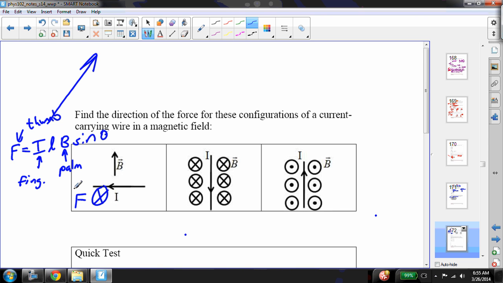Here, I is down, so fingers point down. B is into the page, right? Now what axis must my force lie upon? Is it the X, Y, or Z? Well, this is my Y-axis right here. It's already taken up. B is along the Z-axis, so it has to be the X-axis. So it's either left or right. Fingers in the direction of I, B is into the page, so the force on this wire is to the right. And here, finally, I is up, B is out of the page, and so the force here is to the right.